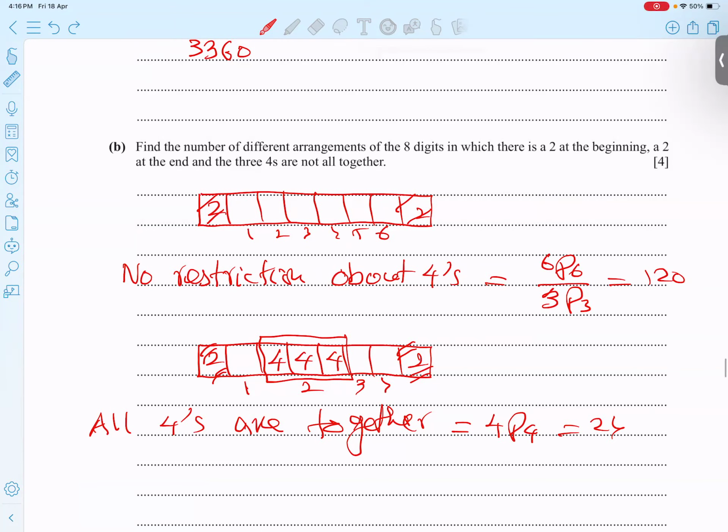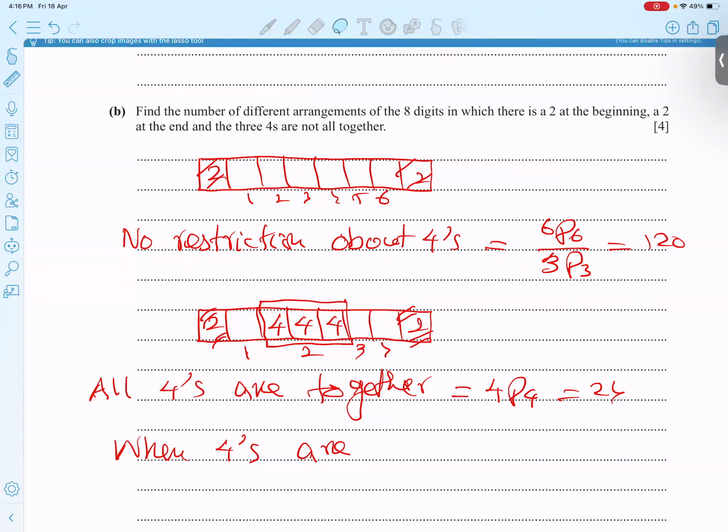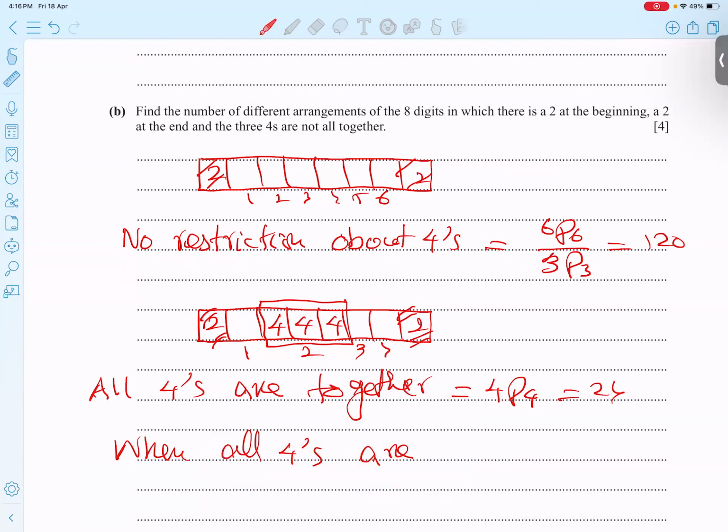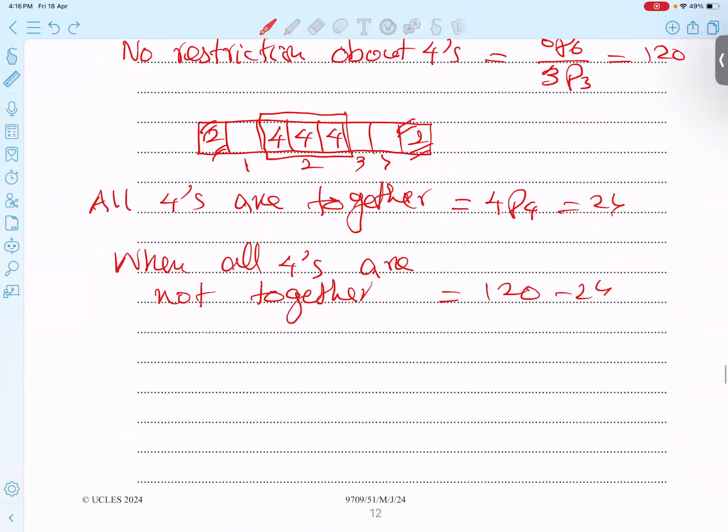I hope so clear. So when they are together and when fours are not together, all fours. So you have to write the word all. All fours are not together. Not together. So I have from total options when they are together or not together, subtract the together positions. We will get those when they are not together. And when I check it, I got a 96 answer. I hope so this part is very, very clear.